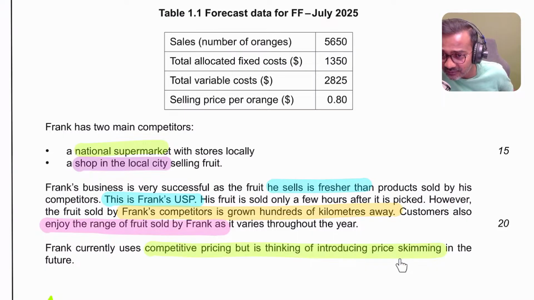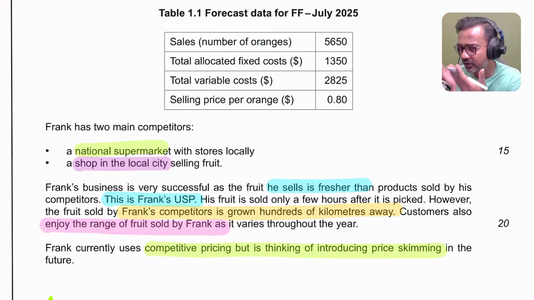So we'll have to talk about price skimming first. But Frank currently uses competitive pricing. So right now, Frank also has 2 points of comparison. A, what he has right now, which is competitive pricing. B, what he wants to bring in, price skimming.